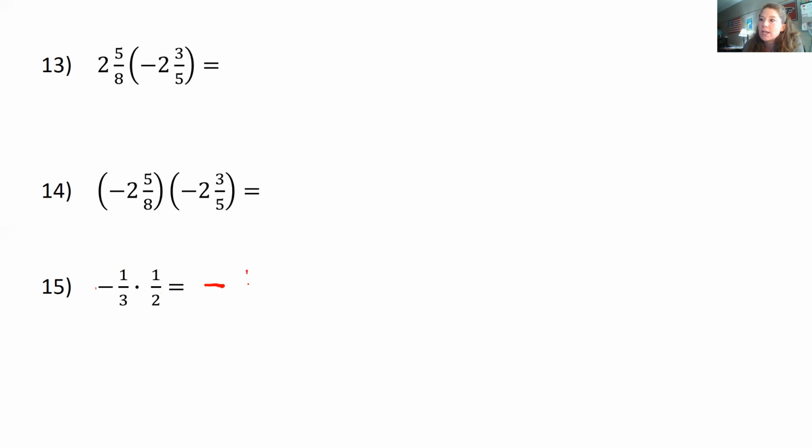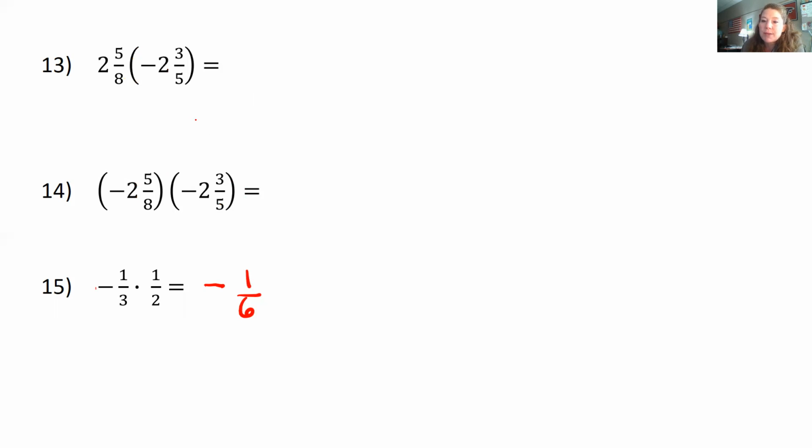Then we multiply straight across. 1 times 1 is 1, and 3 times 2 is 6. And that's it. Guess what? We're done. So easy, right? All right, but 13 and 14, I put down the same digits, but the signs are going to be different. Our answers are going to be different signs.